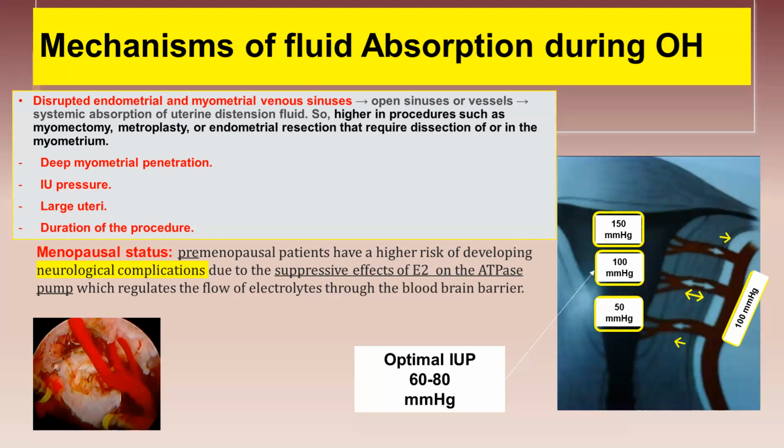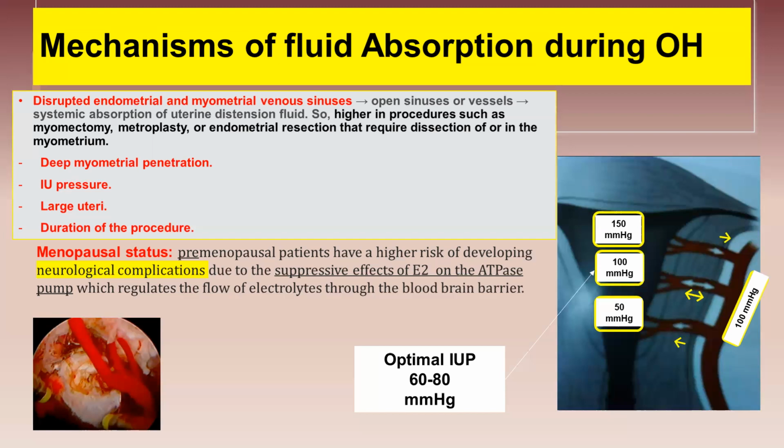And you have to know that the pressure of the fluid pushed inside the uterus should be kept at the mean blood pressure, which is 100 millimeter mercury or less. If it is more than 100 millimeter mercury, the fluid will go to the maternal circulation. But if it is less than 50 millimeter mercury, you cannot see because of excessive bleeding. So the optimal pressure is 60 to 80, not exceeding 100 millimeter mercury.